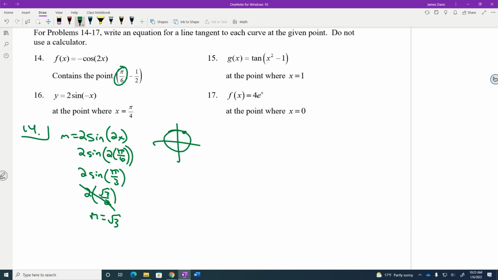All right, so we got a slope. We already got a point, right? So now we do our y minus y1 equals m times x minus x1. So y minus negative a half, so it becomes y plus a half equals our m, radical 3, times x minus pi over 6. Things don't really jive together very well on that one, so that's probably okay just like this. Nothing really multiplies for me.